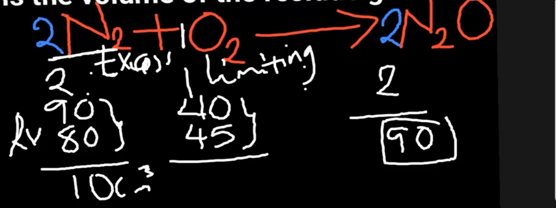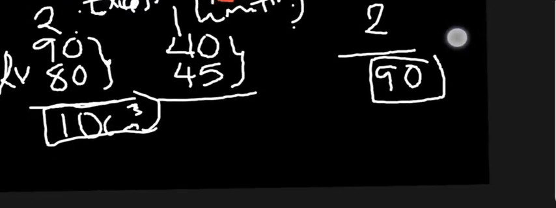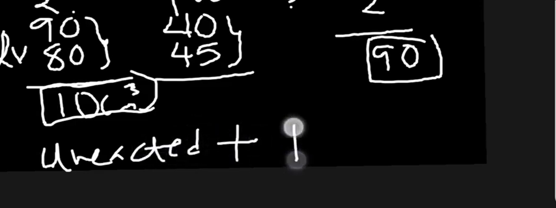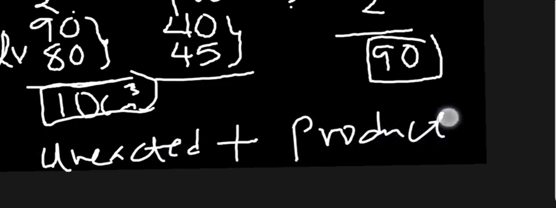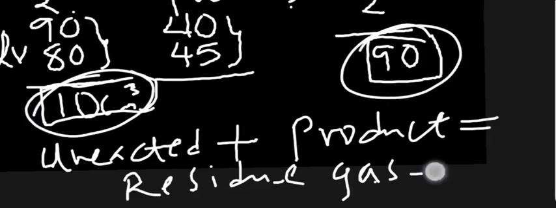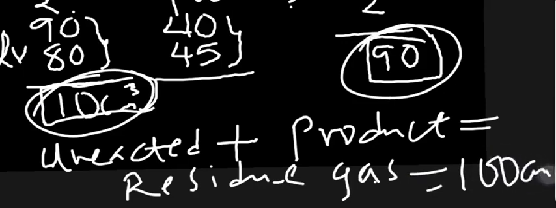So if you combine it with the product, that will help you to find the volume of the residue gas. The volume of the unreacted gas plus that of the product will give you the volume of the residue gas. So let's put that down: unreacted gas plus the product will give you the volume of the residue gas. Keep in mind, you may be asked to find the volume of the unreacted gas, so the answer is just 10. But for the volume of the residue gas, you have to combine both the unreacted gas and the product. In that case, 10 plus 90 is 100 cm³. And that is it for question 1.